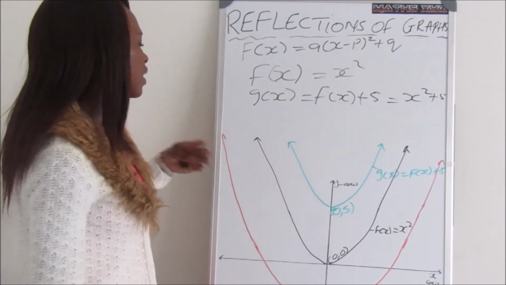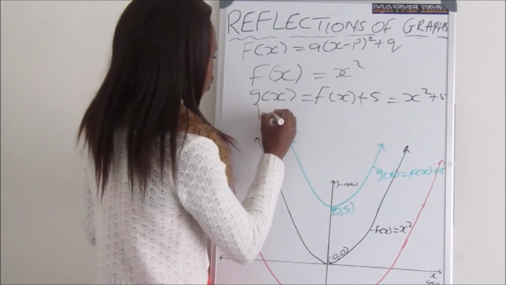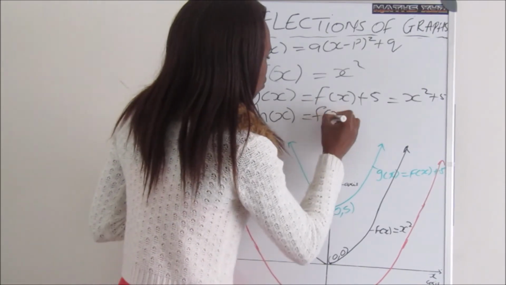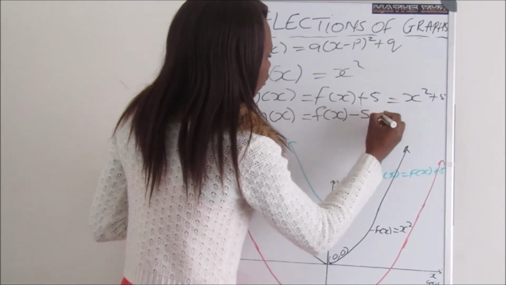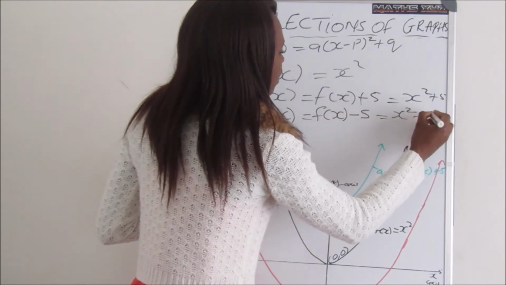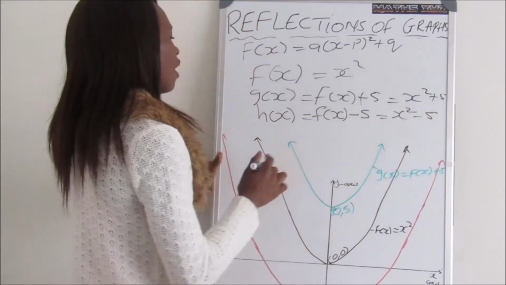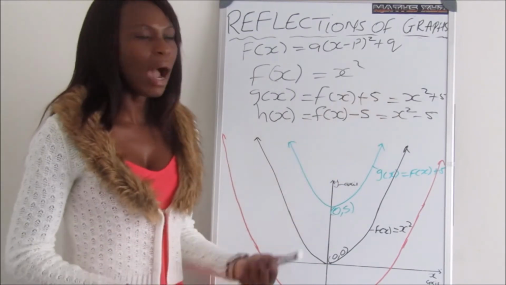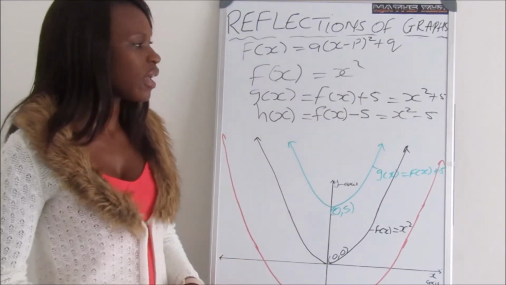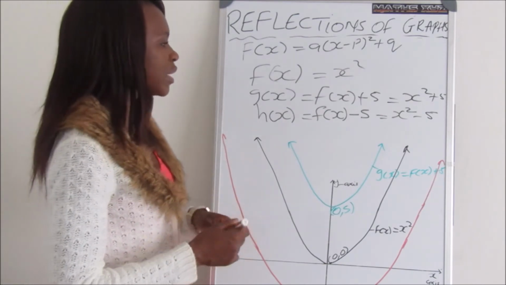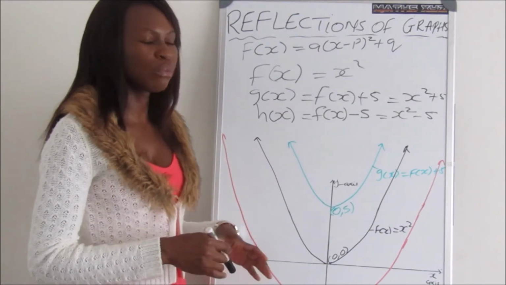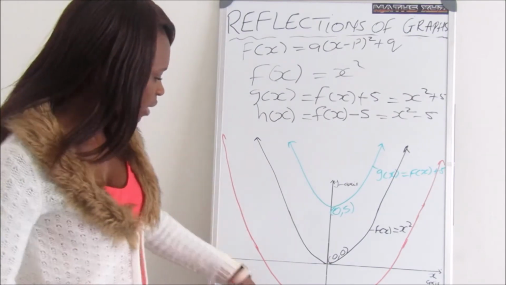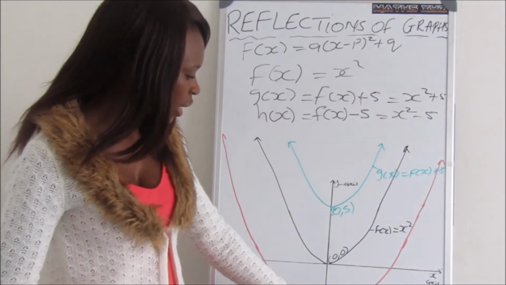Then the third one, let's look at a graph of h at x, of which h at x is equal to f at x minus 5. That makes it x squared minus 5. From this graph, we can see that our p is equal to 0, but our q is equal to negative 5. Then the coordinate of our turning point will be (0, -5). This is our graph of h at x with our turning point at (0, -5).